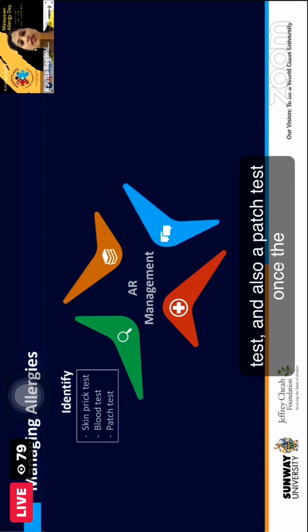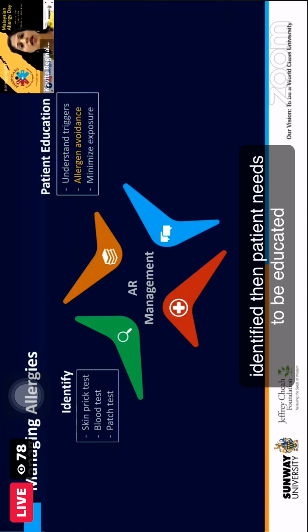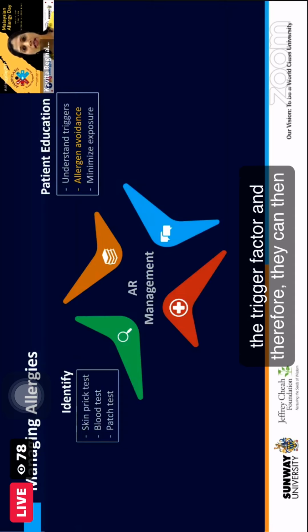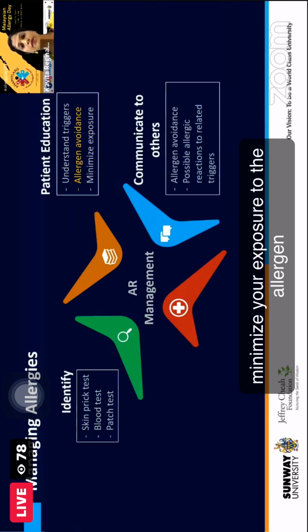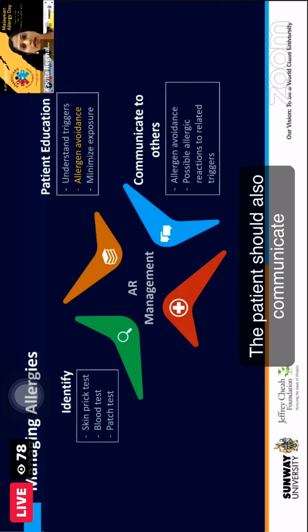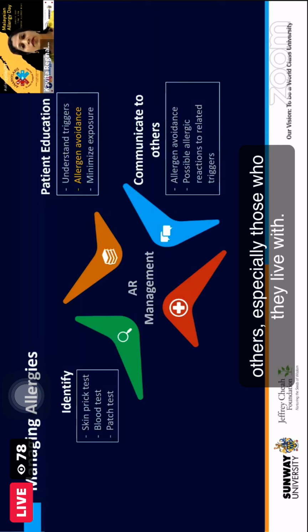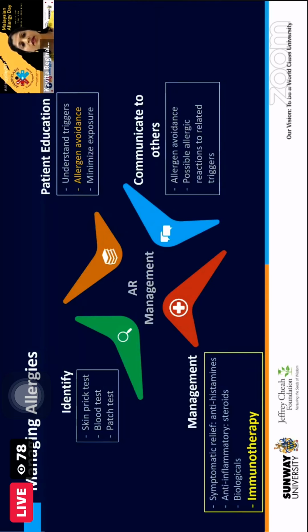Once the trigger factor is identified, then the patient needs to be educated to understand what the trigger factor is, and therefore they can then learn how to avoid the allergen and minimize their exposure to the allergen if possible. The patient should also communicate this information to others, especially those who they live with, to further prevent any exposure to the allergen and possibly limit allergic reactions from related allergens.